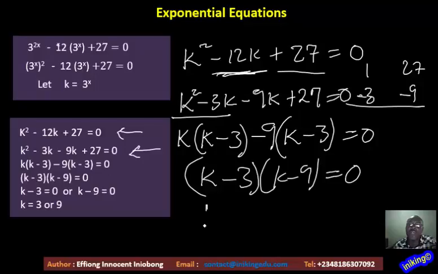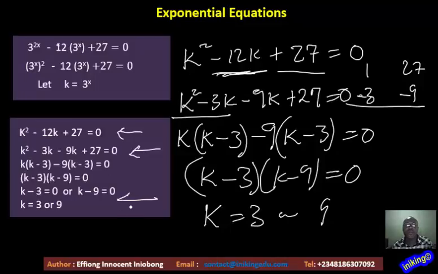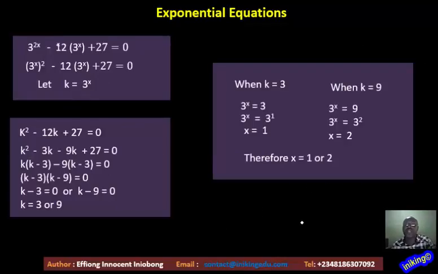Of course, from here we can solve that our k is 3 or 9. Yeah, that's what we have there. But take note, the question did not demand that we should look for k. Rather, we are supposed to solve this equation to obtain the value of x. So we now have to look at when our k is 3, what will be the value of x? Because we have said that k is equal to 3 raised to the power x. When our k is 9, what will be the value of x? So we'll advance to look at that.